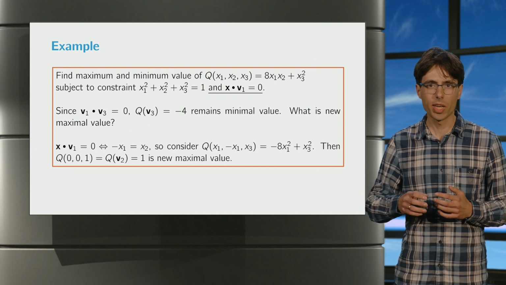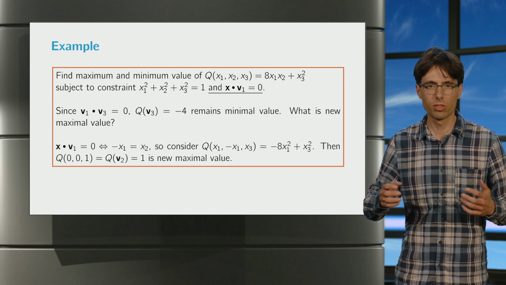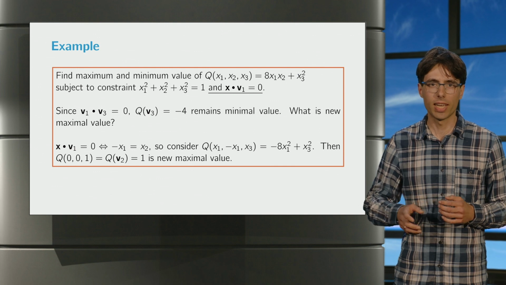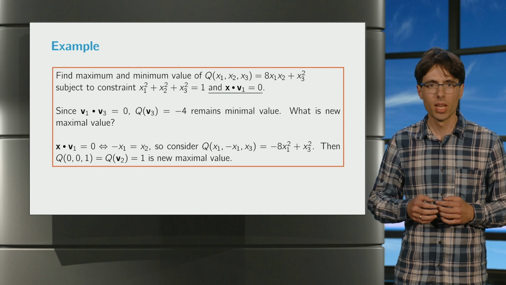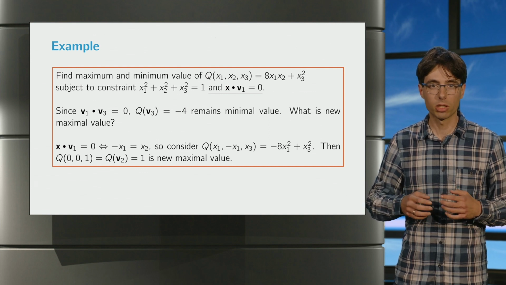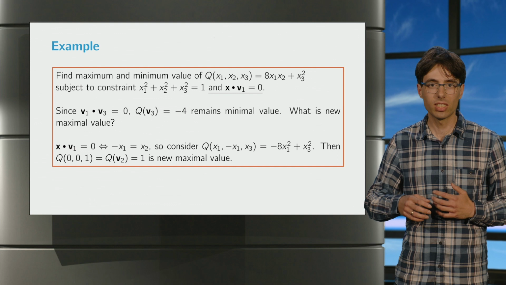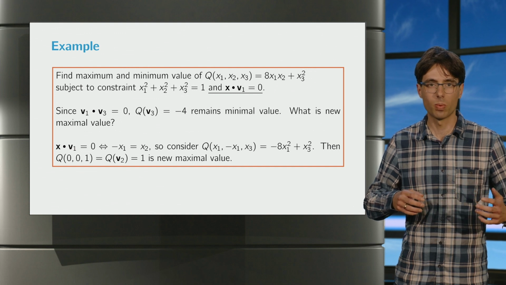In this case, we can write out what it means to be orthogonal to v1, and we can plug this relation into the quadratic form. In this restricted quadratic form, we can easily read off that it is maximally 1, when the input vector is the second eigenvector 0, 0, 1.